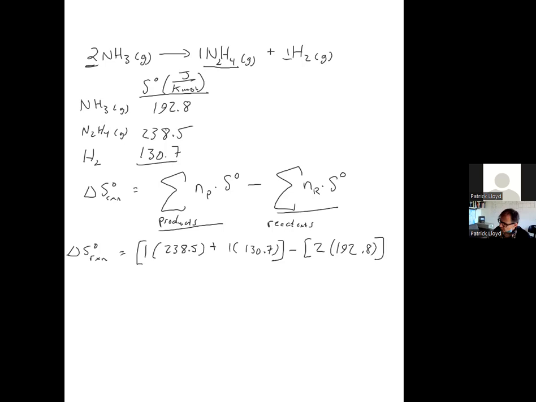Okay. So let's take a look and see. It's not a real complicated calculation, but you do need to do it. So 238.5 plus 130.7 is 369. So remember, you're going to get positive values for these calculations until you take the difference. Then you could get a negative. A negative just means that it decreased. And then 2 times 192.8. That's 385.